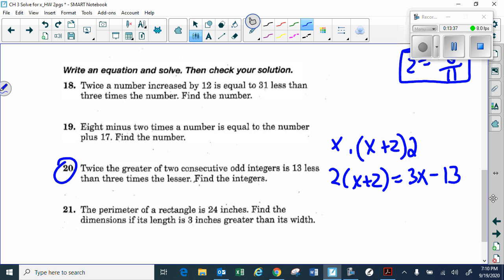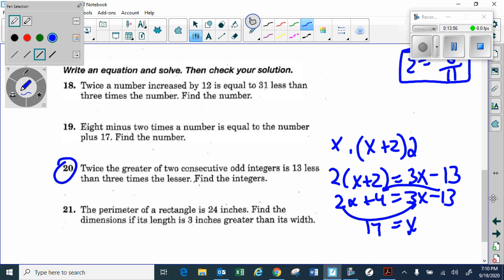Find the integers. Distributive property, 2x plus 4 equals 3x minus 13. Smaller one over the bigger side. That gives me x. That means I'm adding the constant across. 13 plus 4 is 17. So 17 is the first one, and 19 the second.